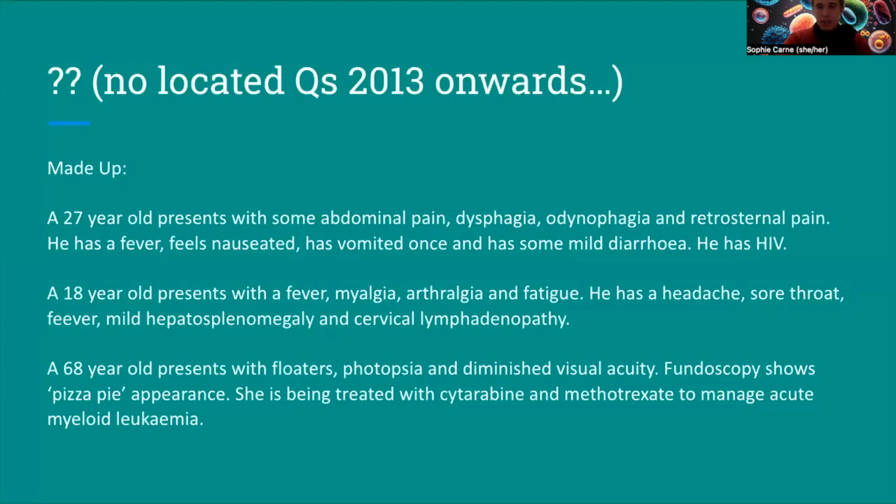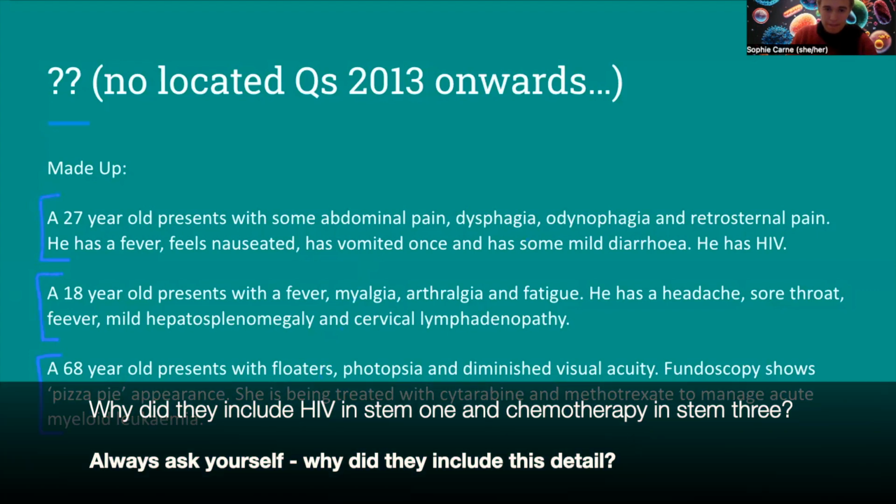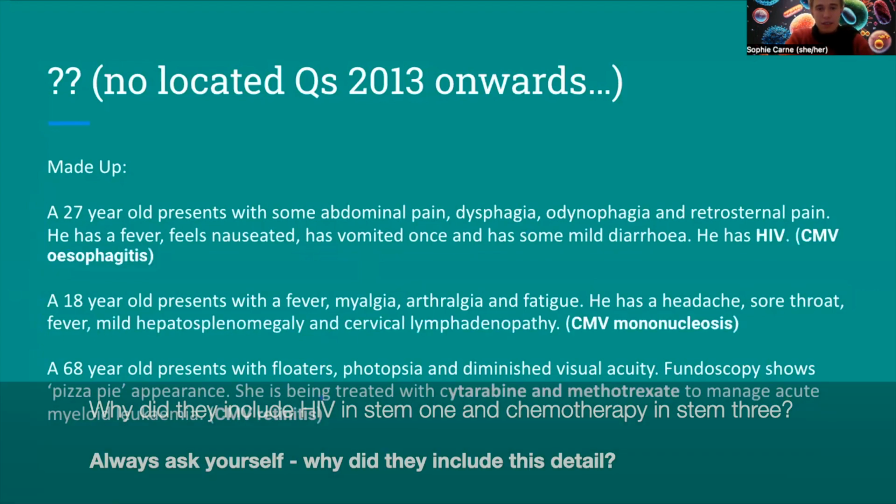So again, I didn't find any questions on this matrix condition from any exam since 2013. So I've made up this stem. 3 stems, in fact. So this first one, it's actually quite hard. I don't think they'll test you on this like this. All of these are the same organism or pathogen.